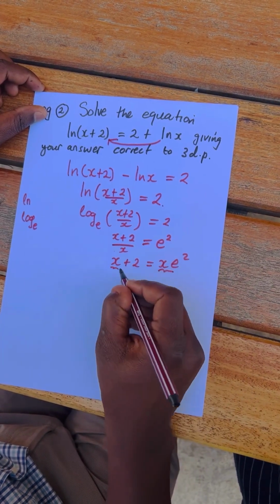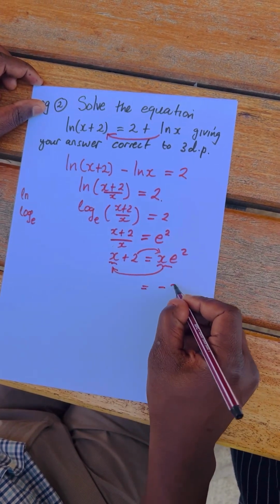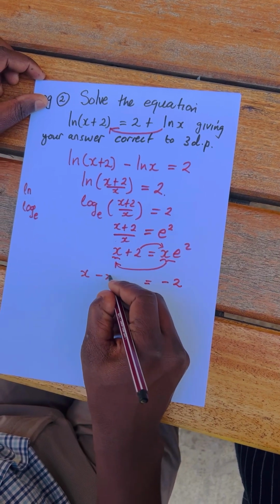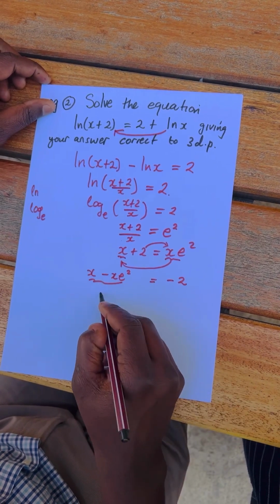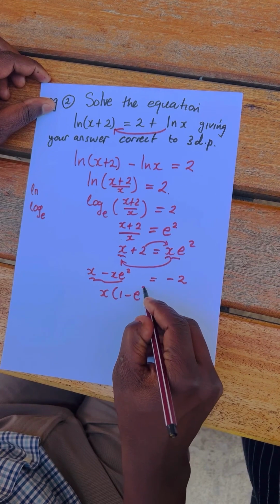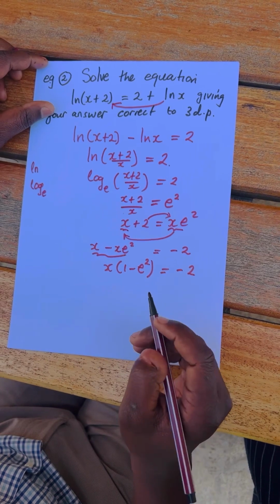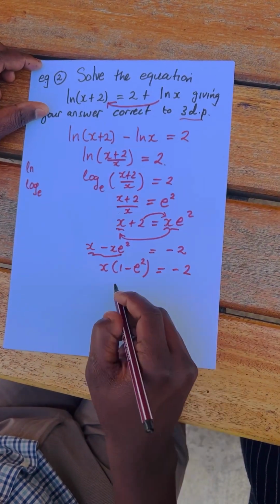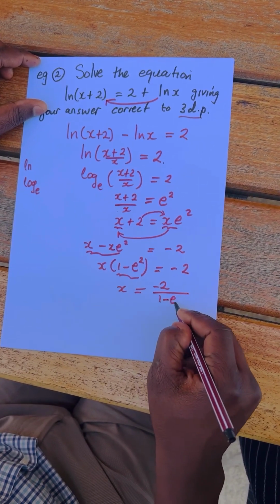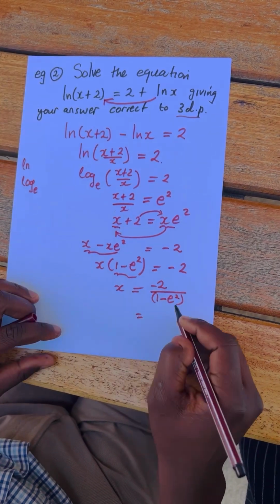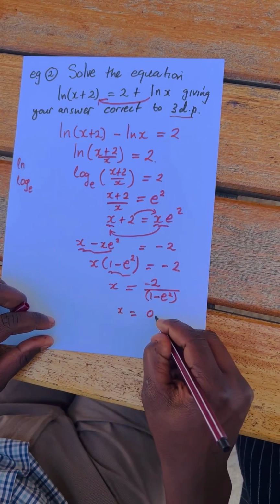I combine the terms in x, so I can bring this x this side and the 2 that side. So I would have minus 2 equal x minus x e squared. So I'm just bringing the terms in x on one side. I then need to factorize here. So if I factorize, I have that. I'm avoiding rounding off early because I want to round off the final answer to 3 decimal places as stated by the question. So I divide by the brackets. I get minus 2 over 1 minus e squared, like that. And if I punch that in my calculator to 3 decimal places, I would have x equal 0.313.